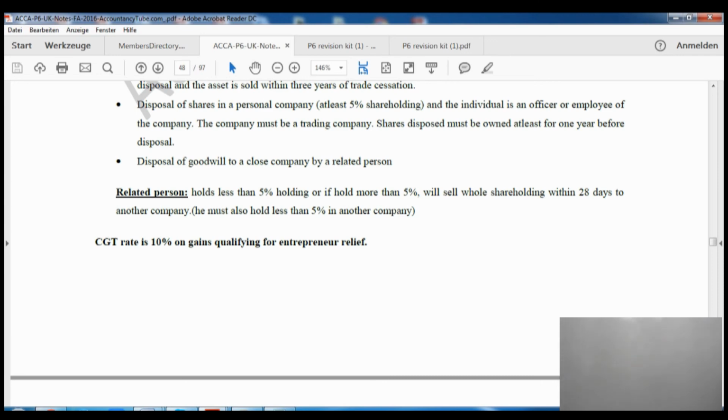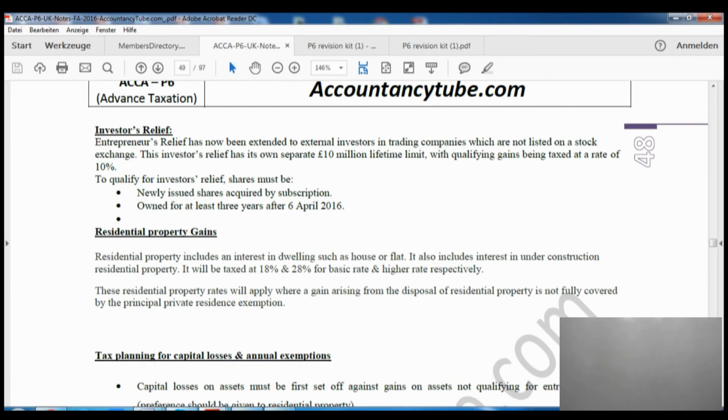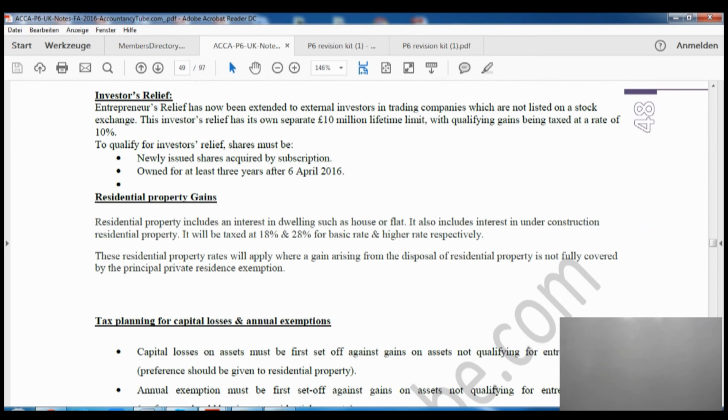Now what the related person is, it says holds less than 5%, or if holds more than 5%, then will sell whole shareholding within 28 days to another company. So a related person simply means that he must hold less than 5% in that specific company, or if he holds more than 5%, then he must have sold the whole shareholding within 28 days to another company. And we know that the tax rate is 10% on the entrepreneur relief, so I've already told you.